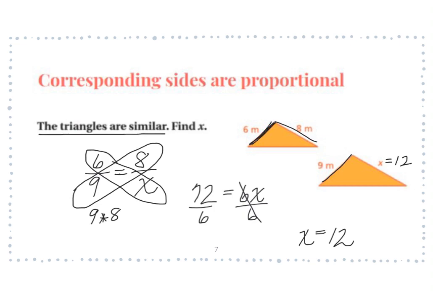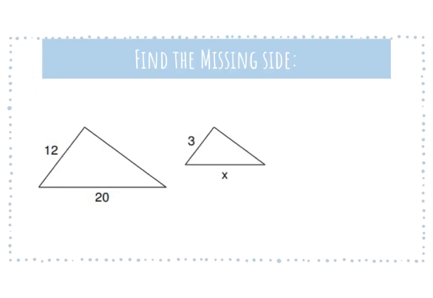If I go first shape 6, corresponding side 9. First shape 8, corresponding side 12. Would it work? Yes, it would. 3/4 for both. Solve for this missing side.